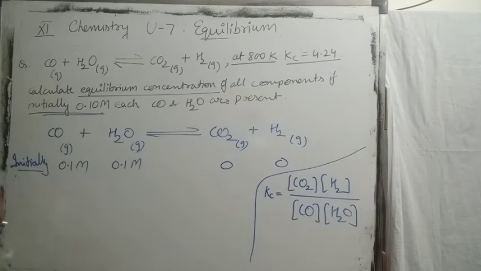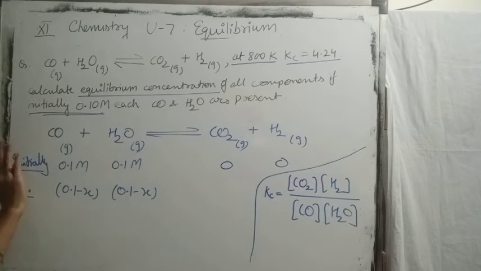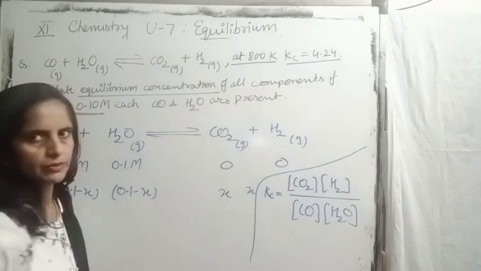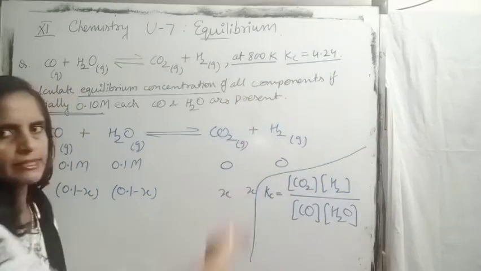Now I am writing the concentrations at equilibrium. Let at the equilibrium stage, X moles of reactants be converted into product. So the concentration of reactant left at this stage would be 0.1 minus X, because only 1 mole is there. Same here, 0.1 minus X, because its 1 mole is also there. Similarly, how much product is formed? X and X both. So these are the equilibrium concentrations of all these components.